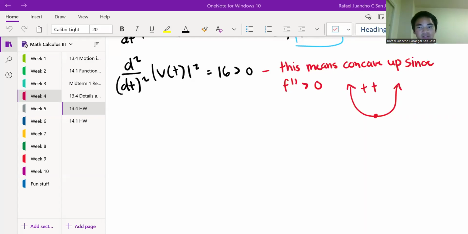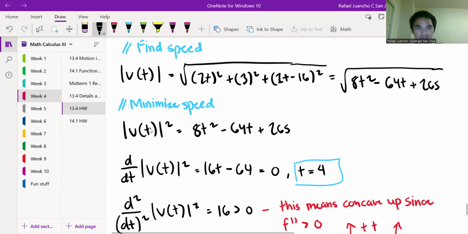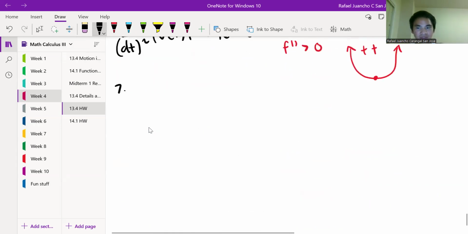So today we're going to be continuing our exercises on vector velocity, on velocity, speed, and acceleration using vectors. Okay, so let's proceed to number 7. I think the last one was 6. So for number 7, we're actually given a scenario here.